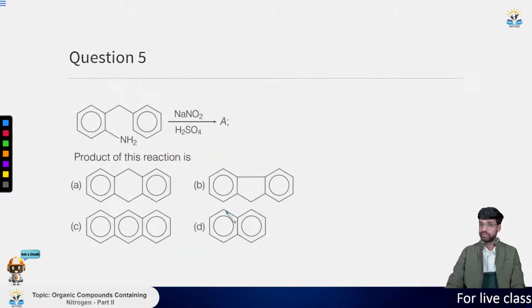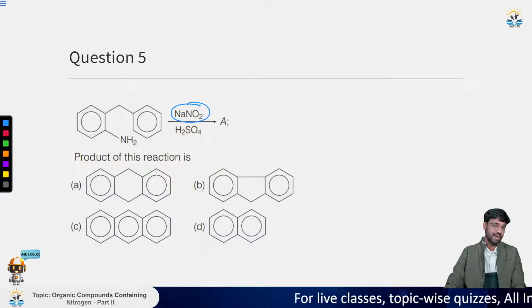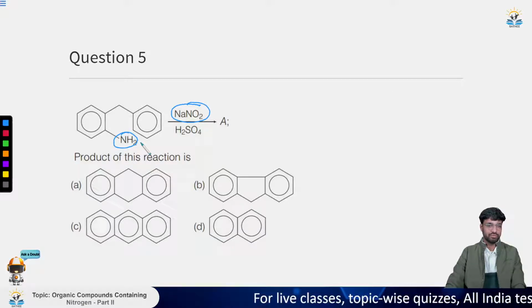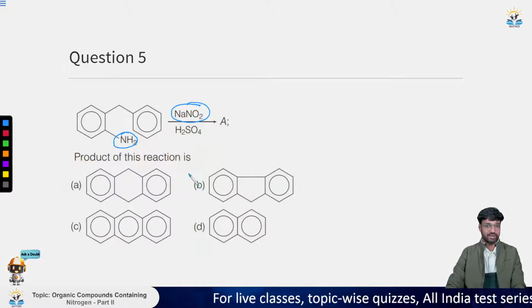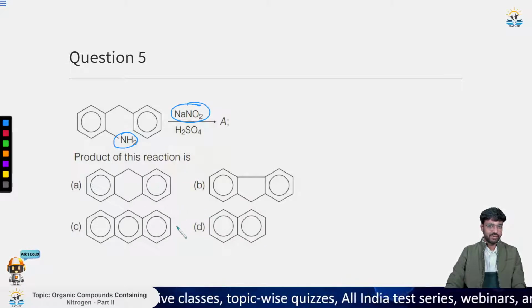Next, the fifth question and the last question that I will be solving today. Then you will solve the rest by yourself. So it is a dehydration reaction. So simply it will form N2+ and Cl-, and you know that it can give the electrophilic aromatic substitution. We have seen it earlier also. So it will give the electrophilic aromatic substitution here.